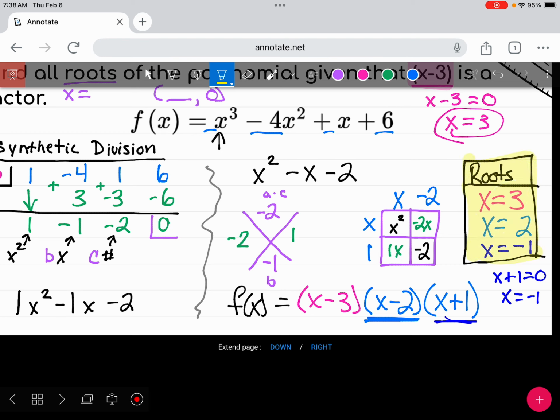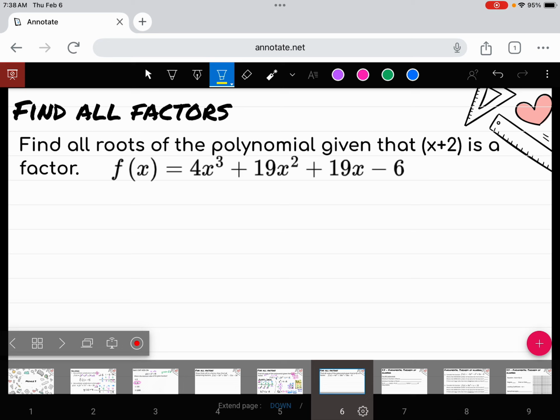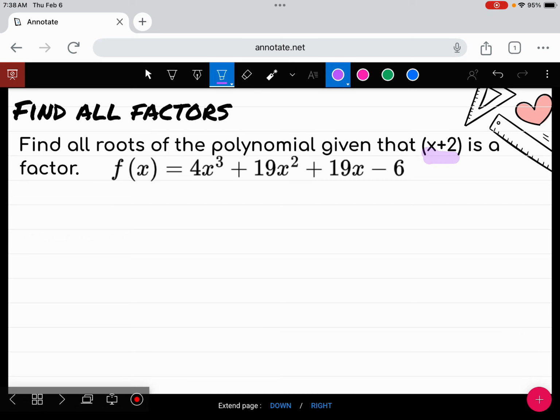Let's look at this one, because we're going to find all roots for this polynomial. We're given a factor. Sometimes we give you a factor, sometimes we give you a root. If we give you an x plus 2 kind of situation, that's giving you the whole factor and we have to find the root. If we say the root is 3, then that's just the number that goes in the box.